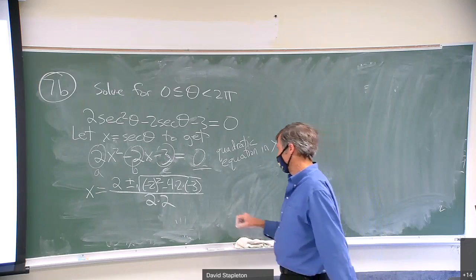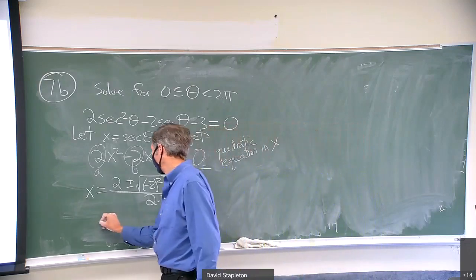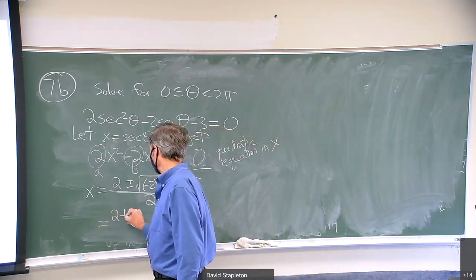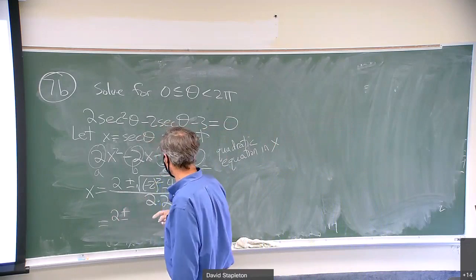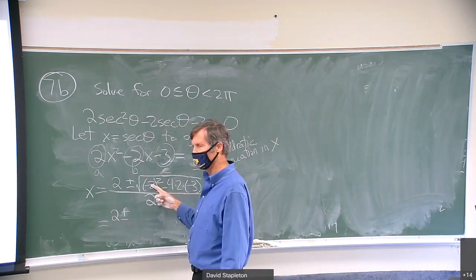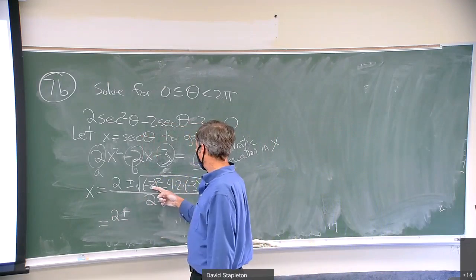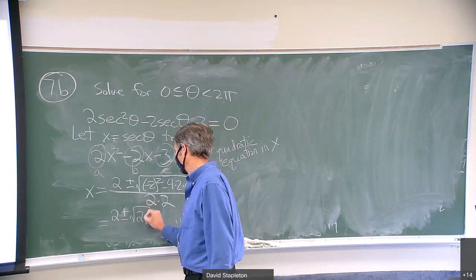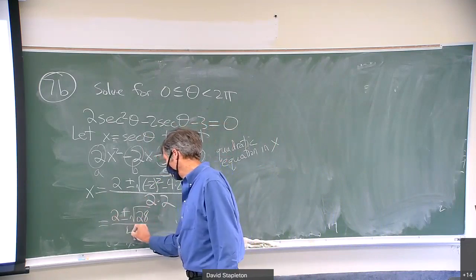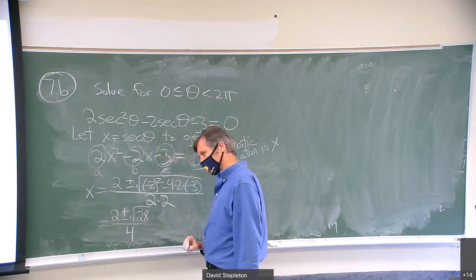And let's see what we get. This is 2 plus or minus... So this always works. It always works. If you get the square root of a negative, that just means there's no solution. Okay, 4 plus 24 is 28, all over 4. Good thing I didn't try to factor.